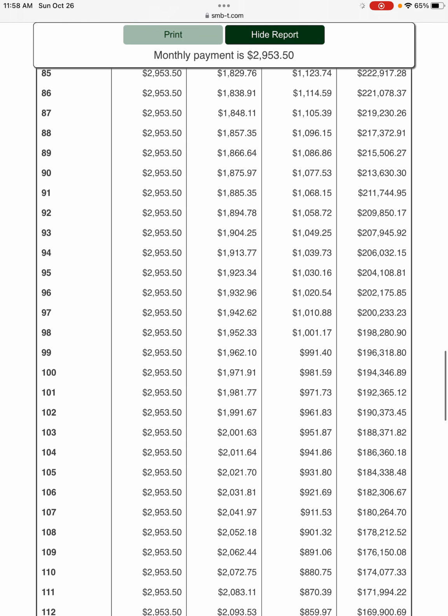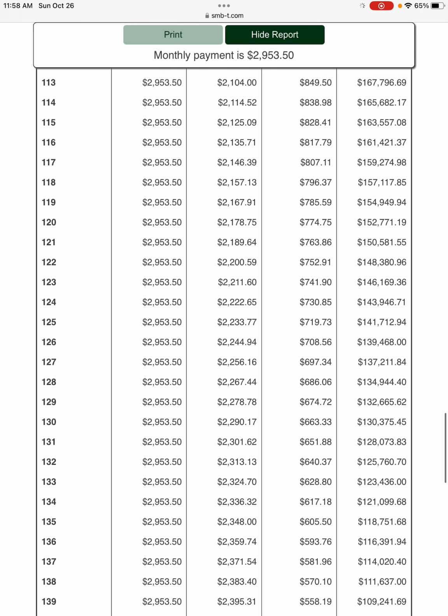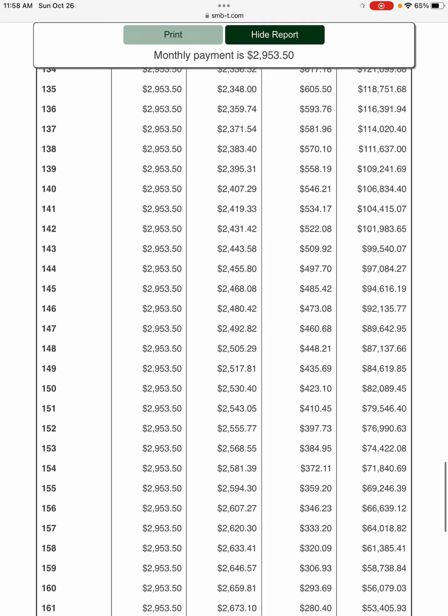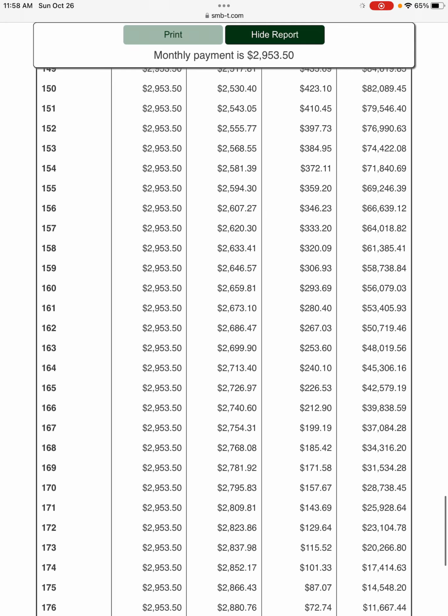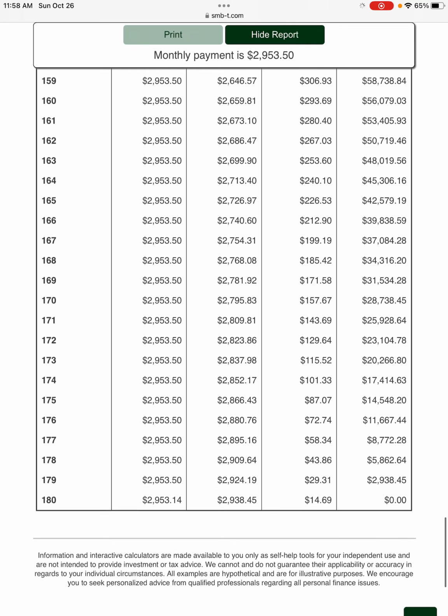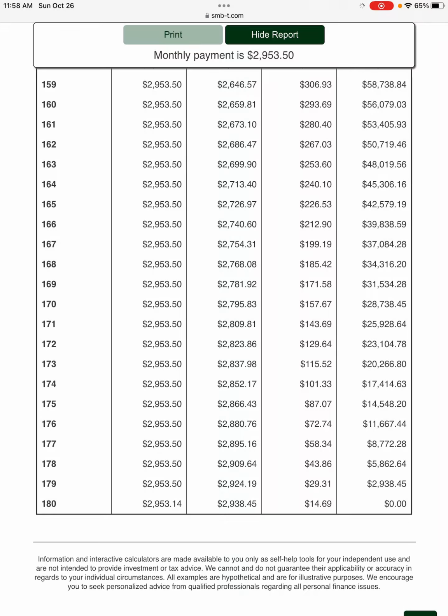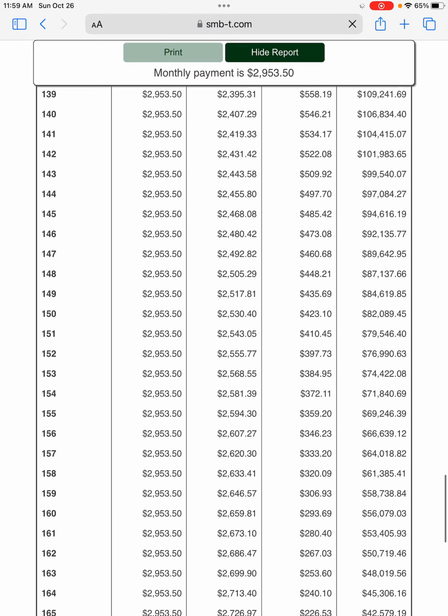and that continues. And if I go all the way down to the last part of the loan, you owe such a little amount of money that when you make the very last payment, the 180th payment, you're still paying the $2,953, but only a fraction of it, only $14.69, is going towards the interest, because you do not have a lot of their money out.